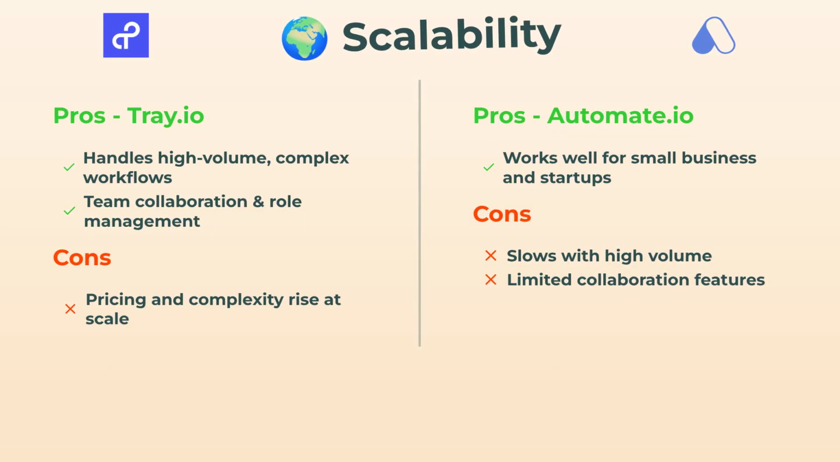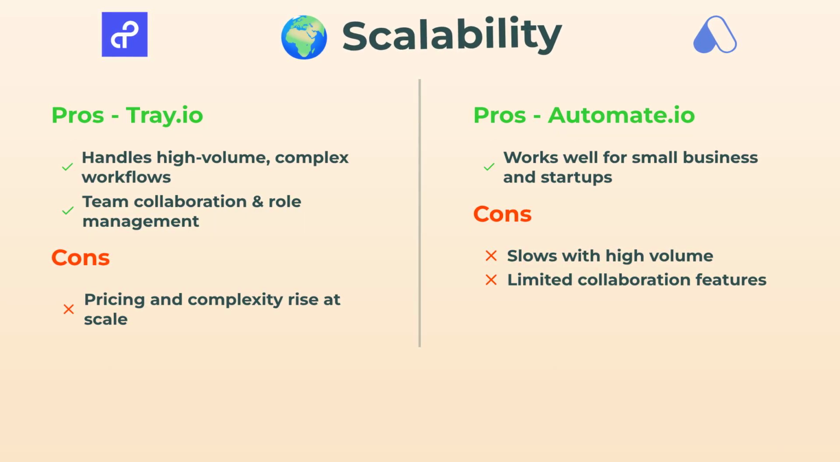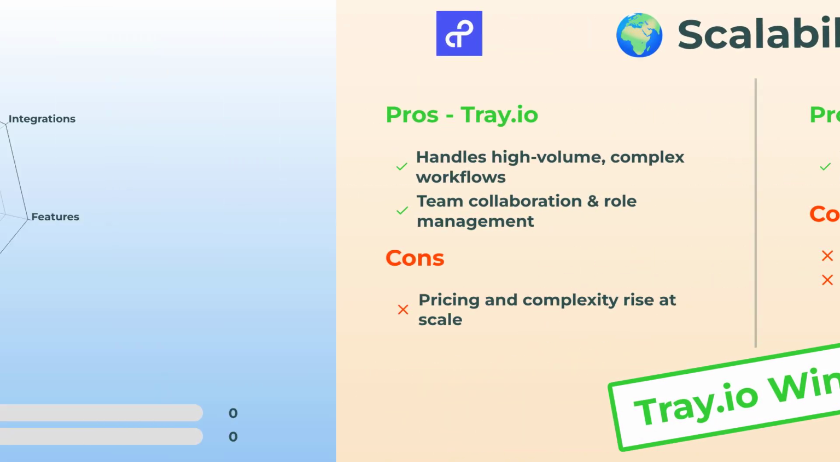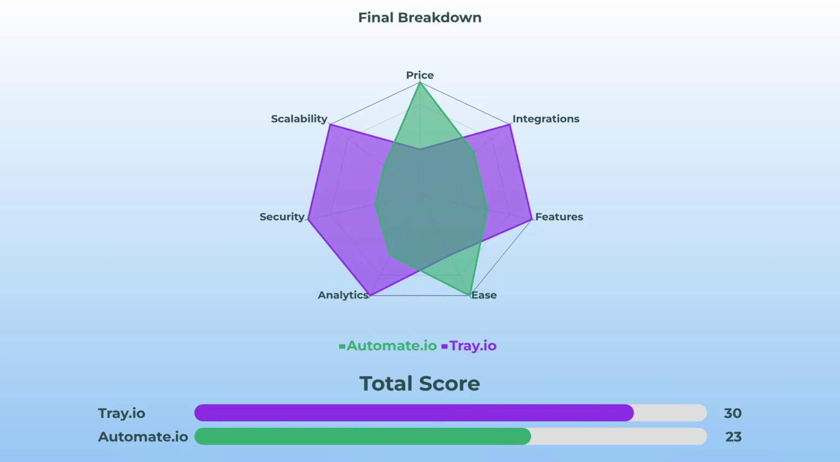So if you're planning to go big, Tray.io's your winner. If you're keeping things manageable, Automate.io will do the trick. If you look at the scores across all these categories, you can kind of see it. Tray.io is killing it for enterprise needs. Automate.io comes out strong where simplicity and pricing matter most. The radar chart really shows that split.